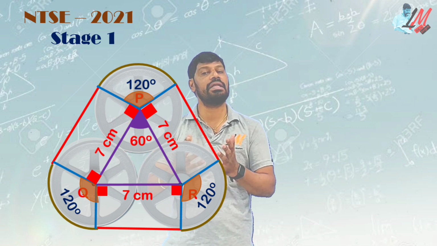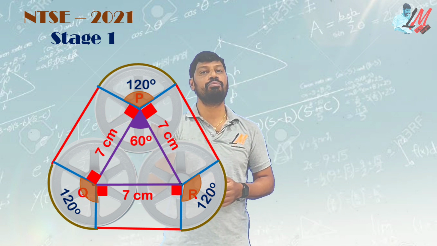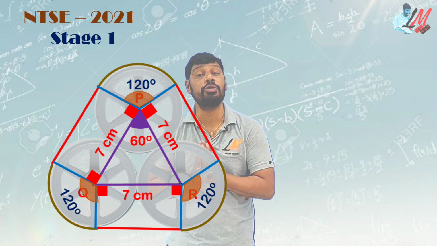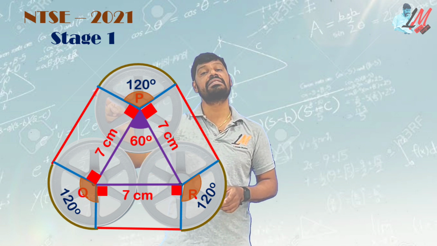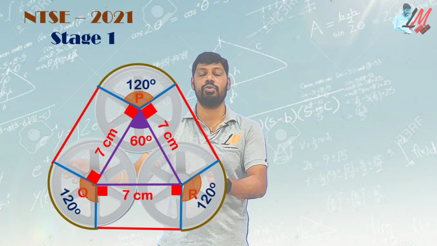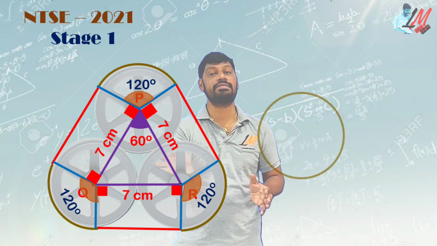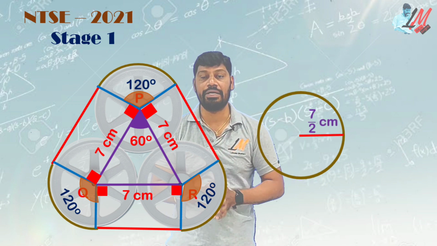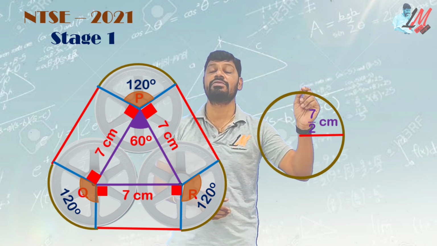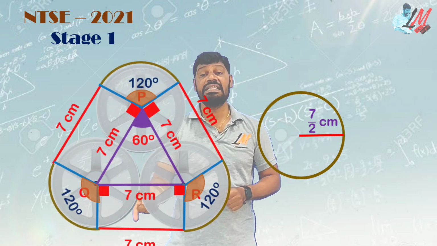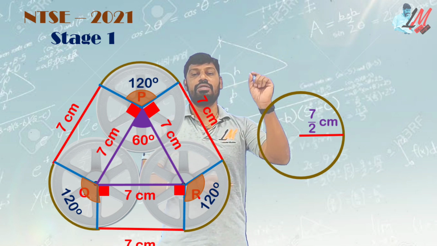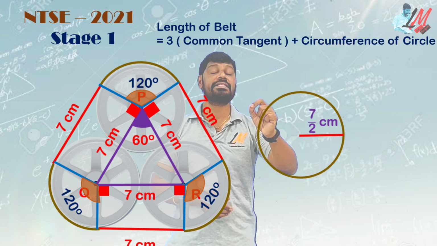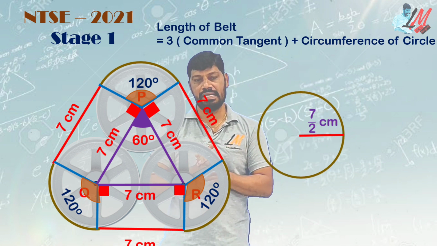Now this length of arc you can clearly find out. Why? Because we have both the radii and the angle between the radii. Simply you can find out this length of arc. But before going to find out this one, this length of arc is the same at the remaining two places also. If you join together all the three lengths of arc, clearly you can form a complete circle of radius 7 by 2. Simply you can find out the circumference of this complete circle to find out the three lengths of arc together. So the length of belt is going to be 3 times the common tangent plus the circumference of one circle. Clearly you can see.